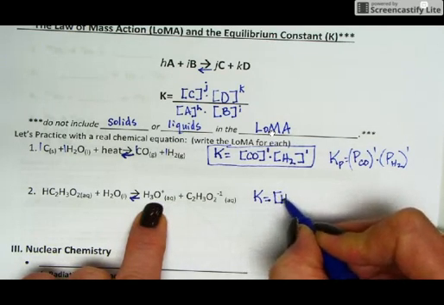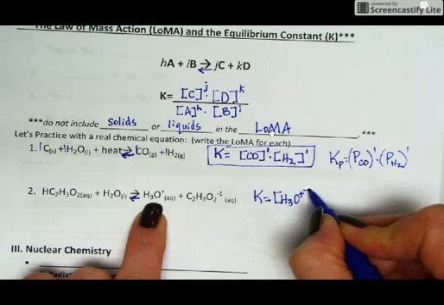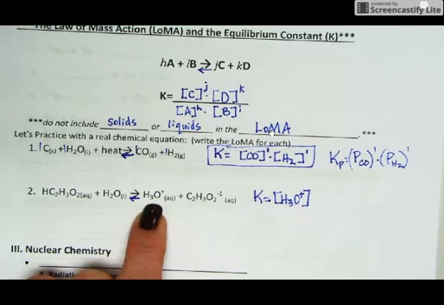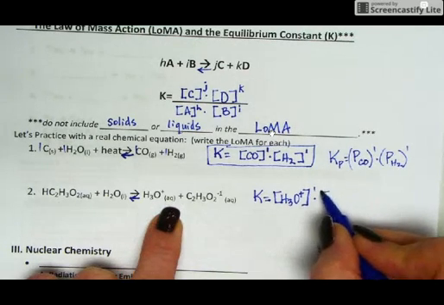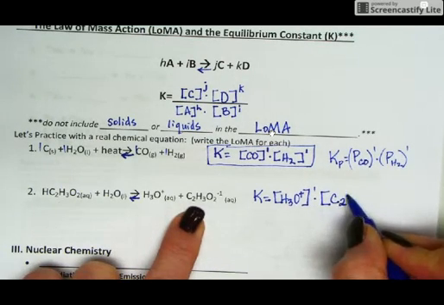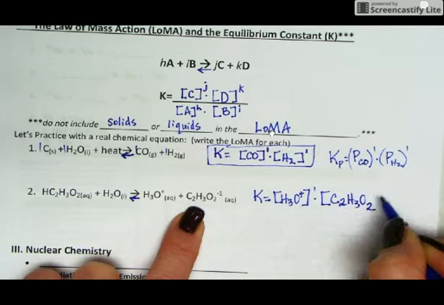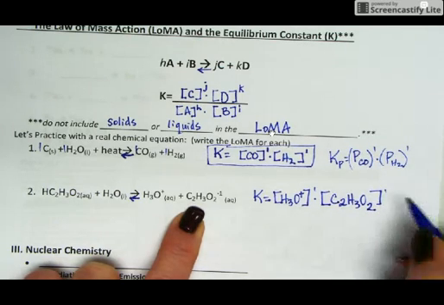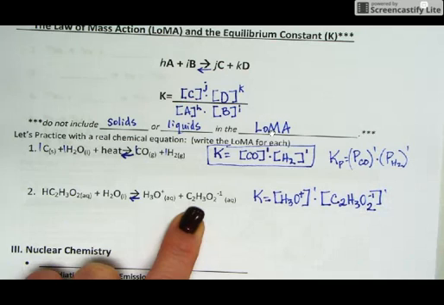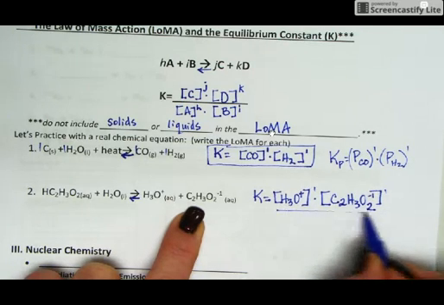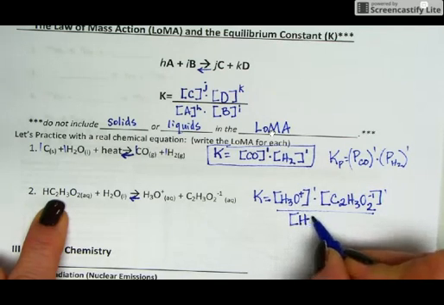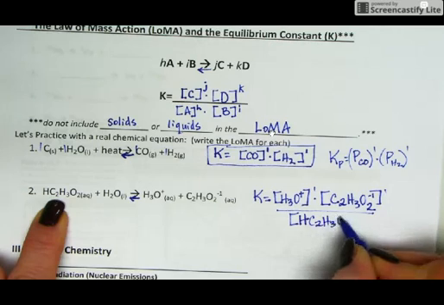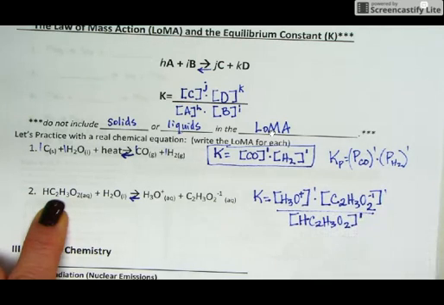concentration of the H3O plus ion, which is the hydronium ion, raised to the first power times concentration of the acetate ion, C2H3O2 minus, raised to the first power, divided by, this is aqueous, so we will include it, concentration of acetic acid, HC2H3O2, raised to the first power.